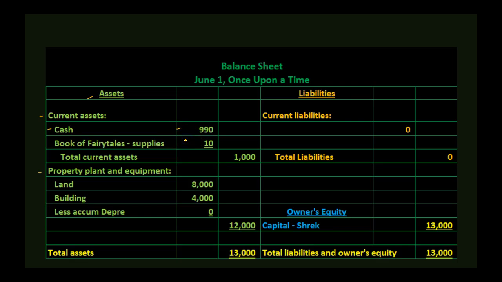Then he's got the book of fairy tales. That's going to be the toilet supplies. And I'm going to say that book is 10 shillings worth. Notice we can't say one book. We've got to say it's something within shillings, like dollars. I'm going to say it's within 10 shillings.